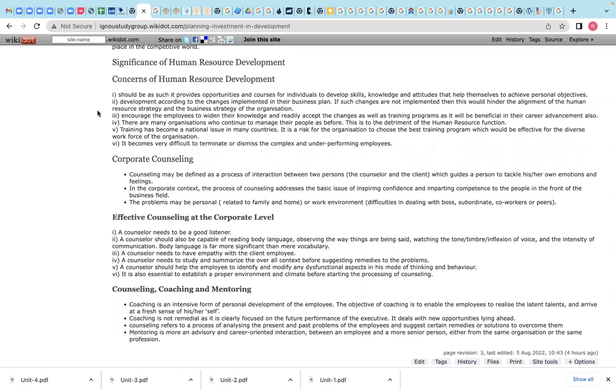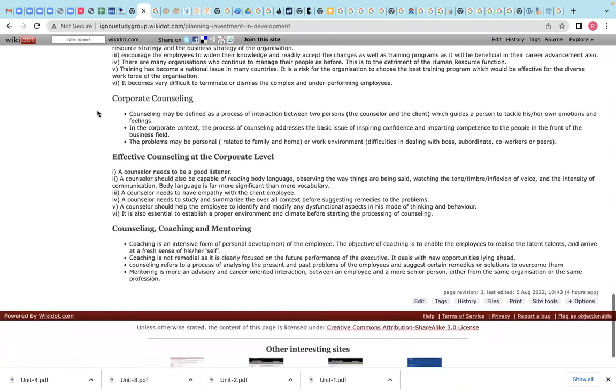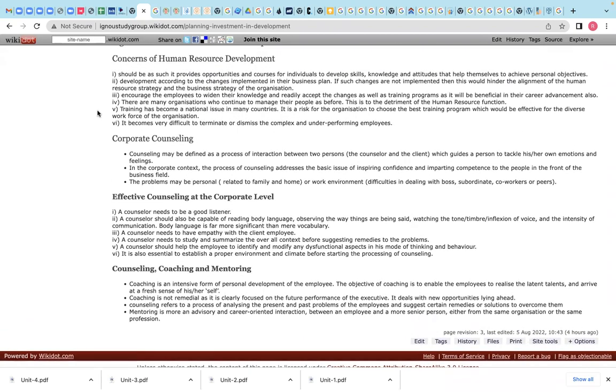So next we are going into corporate counseling. Counseling is the process of interaction between two persons, in the context of the corporate. In the context of the corporate, you could have multiple issues. People might not have confidence. They do have competence, but they don't know, and they might have certain personal issues or work-related issues, maybe interpersonal fights and all those things. Those are some of the scenarios for corporate counseling.